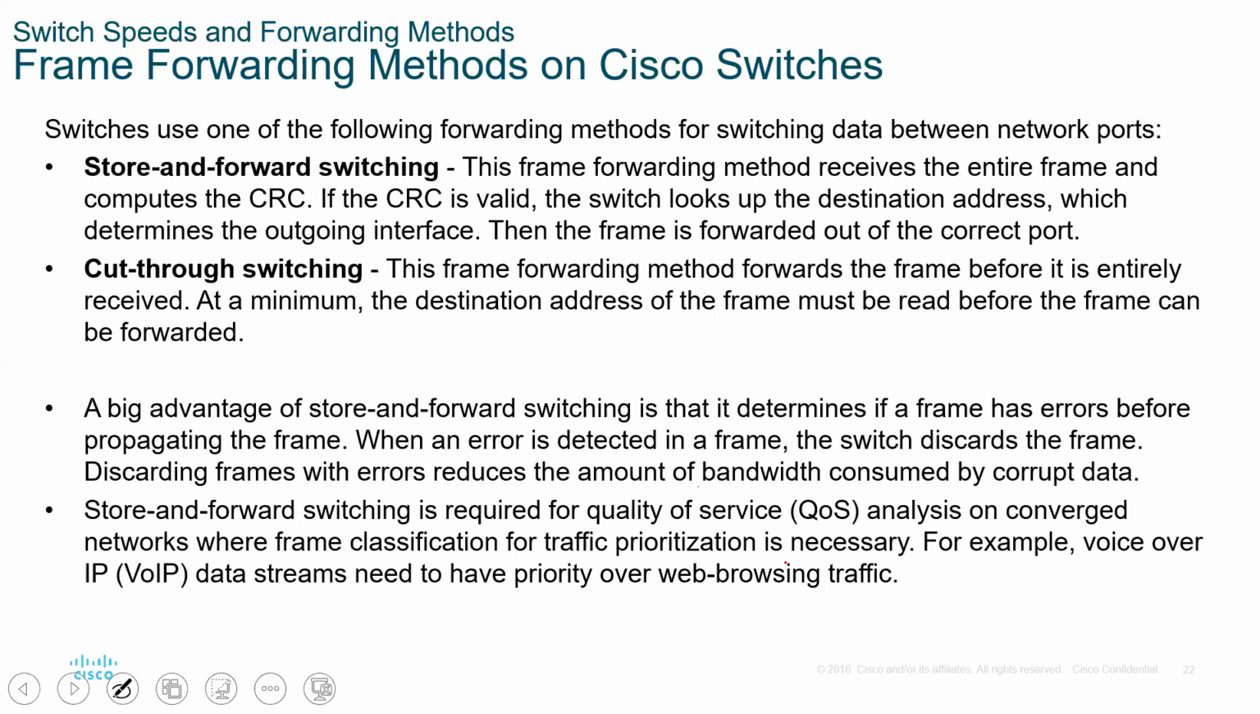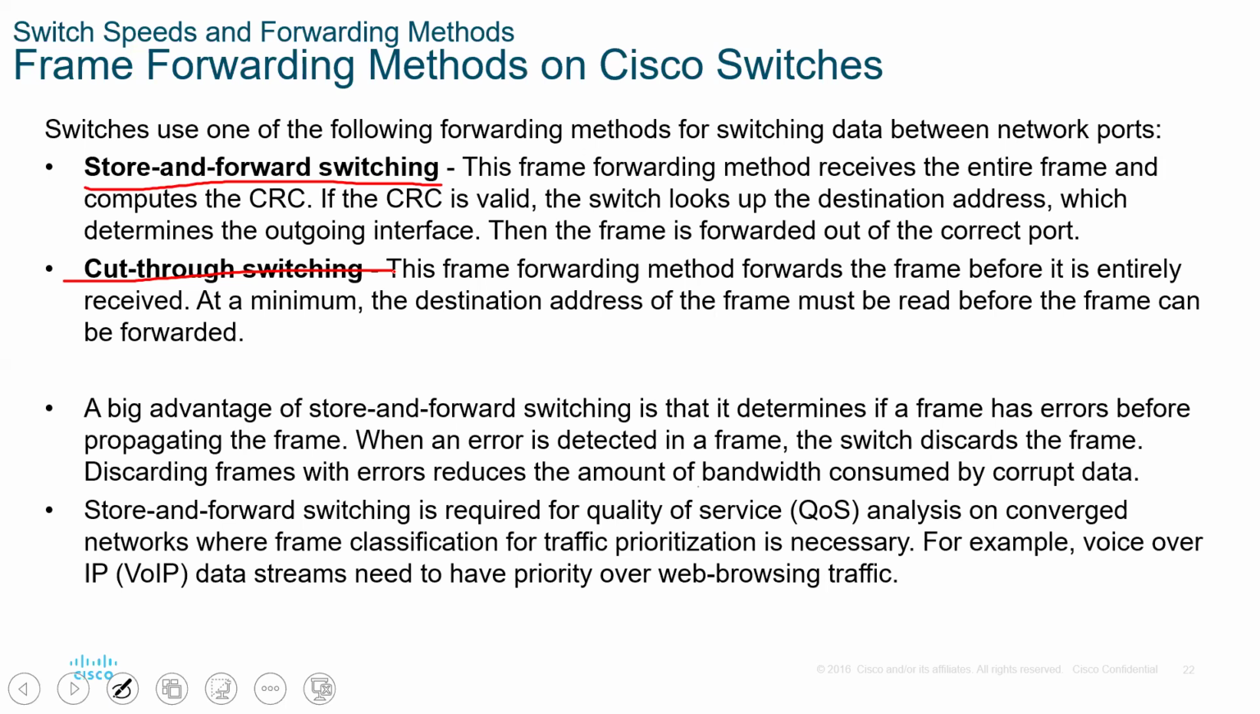So switches use one of the following forwarding methods for switching data between network ports. It uses what we call store and forward switching, and then it uses what we call cut-through switching. Now, if you look at the name, store and forward, it means it's going to store something before it forwards it, because the switch is a forwarding device.